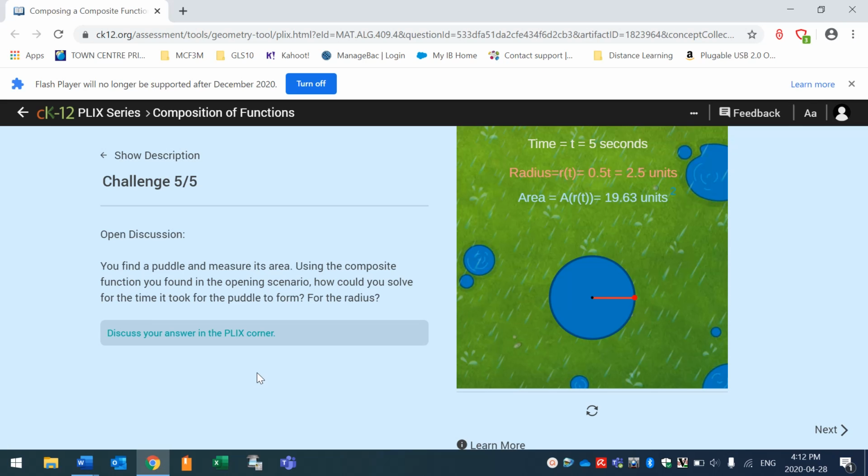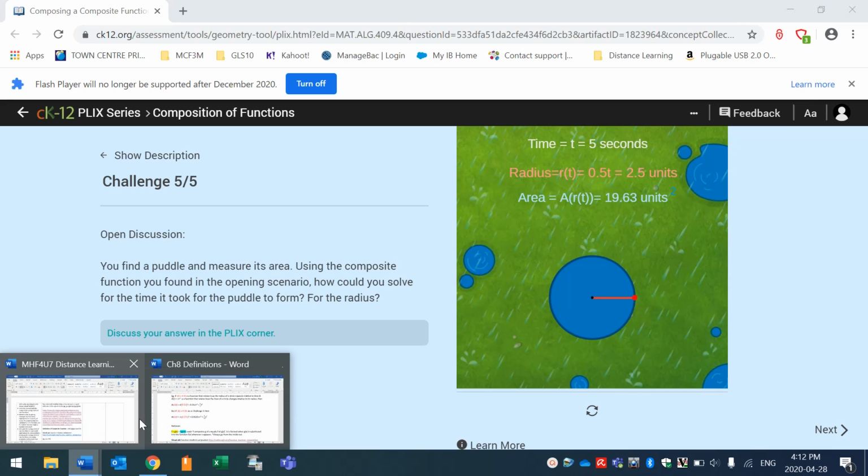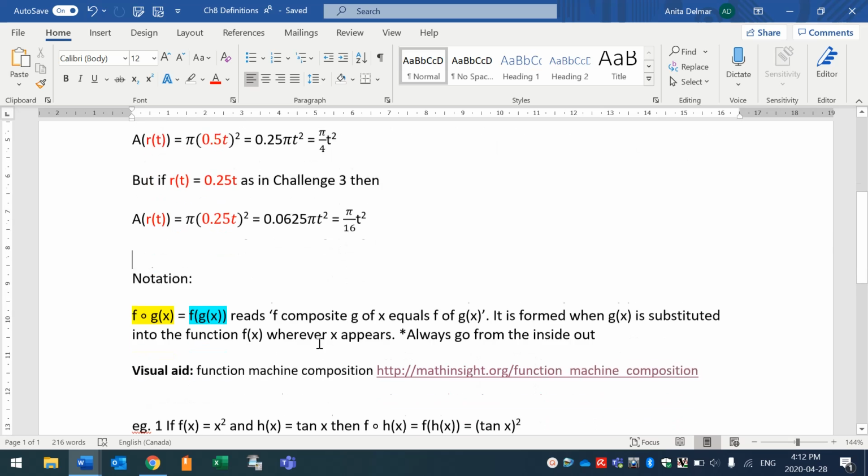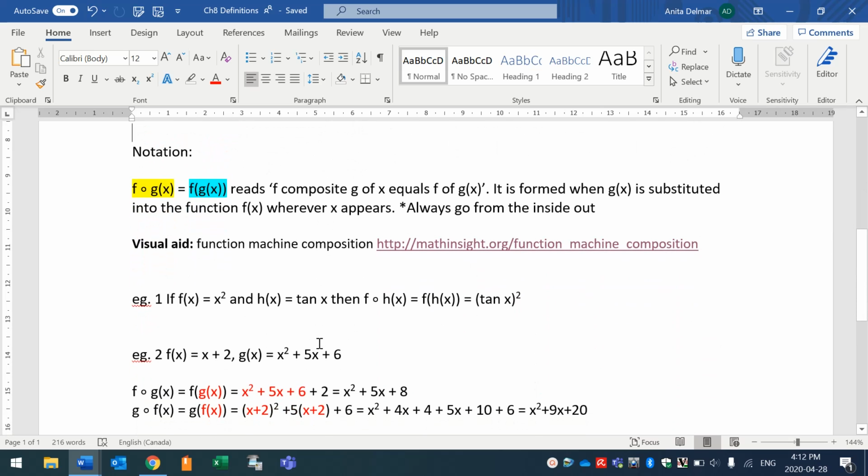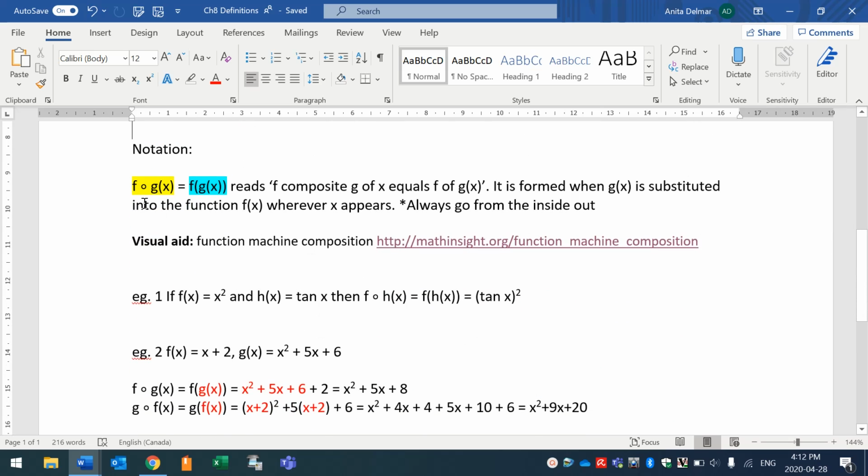You know what? I'm going to leave this for a minute, and maybe we'll come back to it, because before we do that, let's look in a little bit more detail about what composite functions actually are. So first, let's just look at the notation.